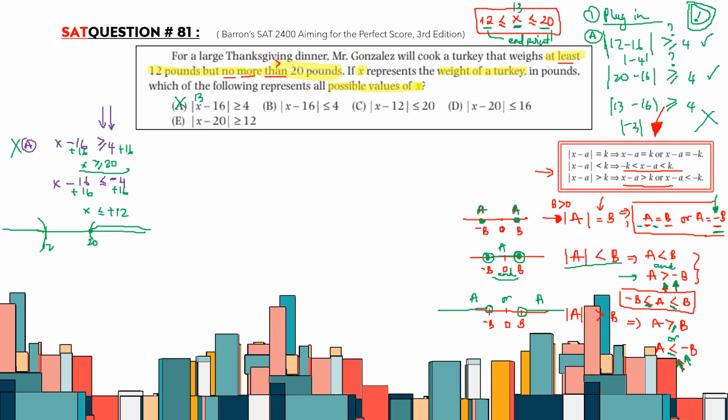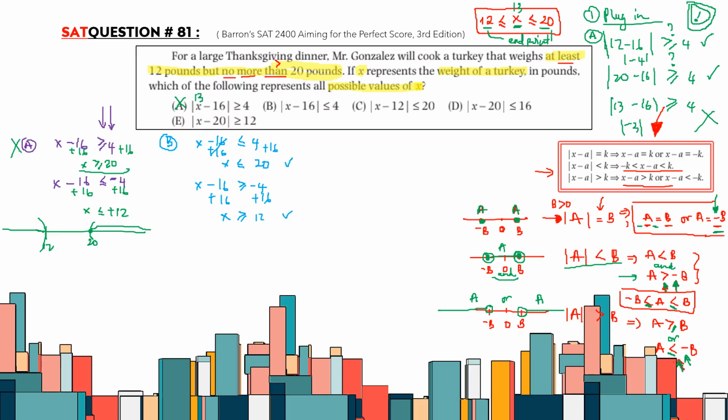Okay. Now we try for B. We have x minus 16 less than or equal to 4, or we have x minus 16 greater than or equal to negative 4. Remember, change the inequality sign and the sign of the number on the right hand side. So add 16 to both sides, we have x less than or equal to 20. That's good. Then we add 16 to both sides here, we have x greater than or equal to 12. That's what we have, right?